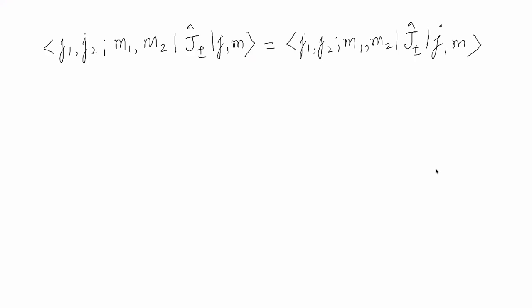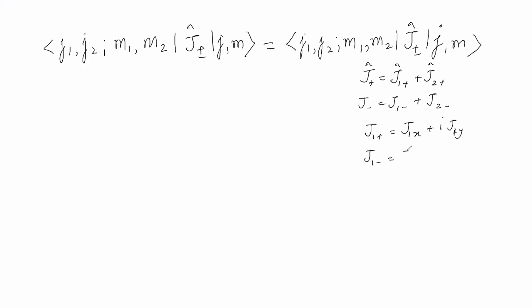But why have I done that? Because you know that my J is J1 plus J2. Therefore, J plus will be J1 plus plus J2 plus, and J minus will be J1 minus plus J2 minus. What is J1 plus? In the previous slide I wrote J1x plus iJ1y, and J1 minus is J1x minus iJ1y.